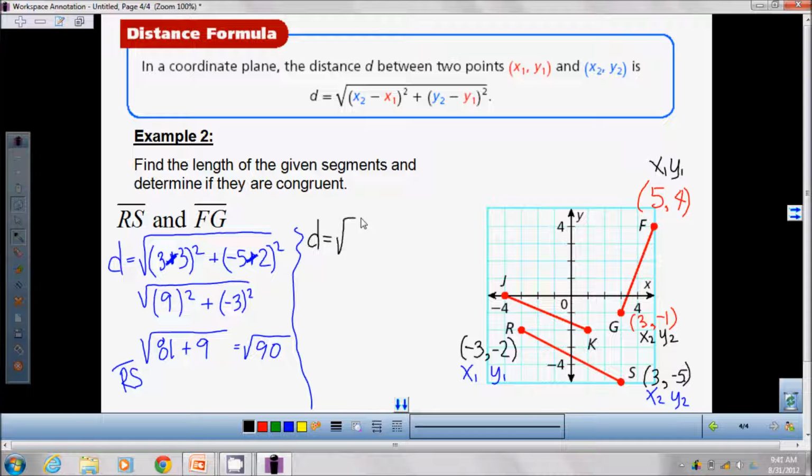So distance equals the square root of x2 minus x1. x2 is 3 minus x1 is 5. We'll square that, plus y2, which is negative 1, minus y1, 4, squared. Okay, let's go ahead and simplify what's in our parentheses. 3 minus 5 is negative 2 squared, plus negative 1 minus 4 is negative 5, and we will square that.